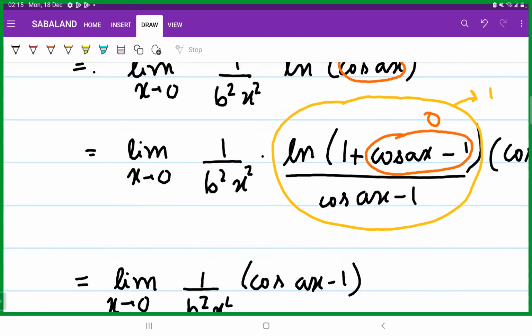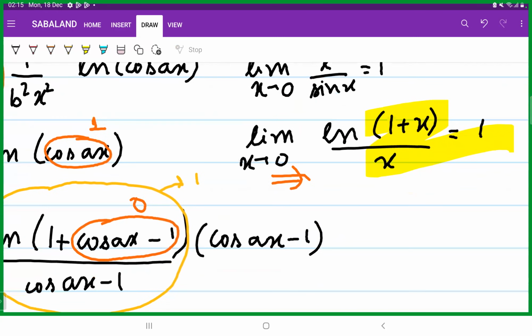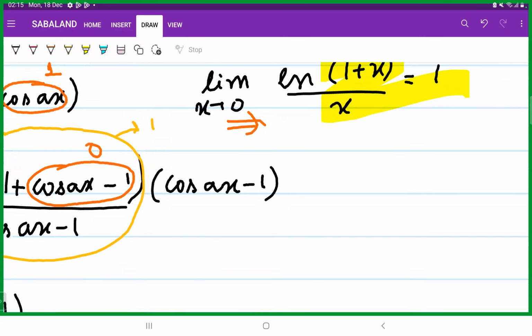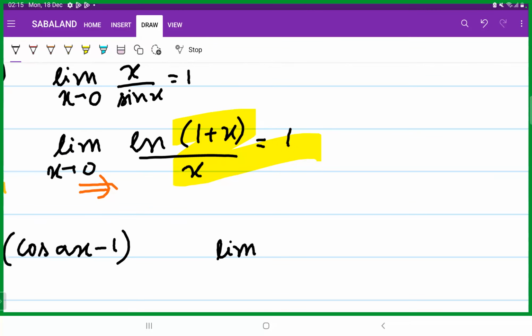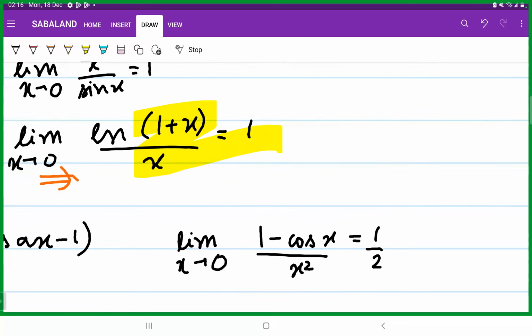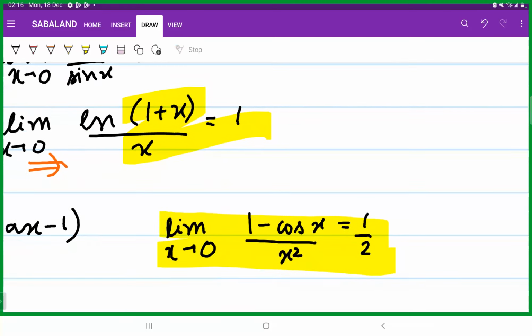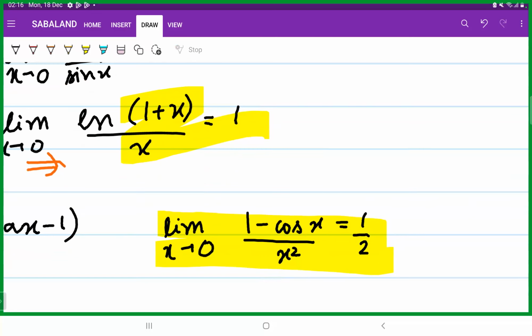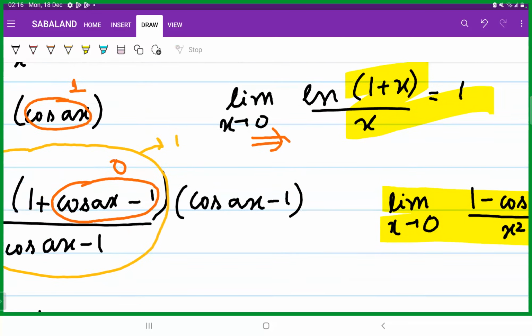Now I'm not sure if you're familiar with this, but you can familiarize yourselves with it, because this is something very important. This thing is equal to half. I'm sorry, not this, but rather this. Why this value is half, you can find out yourselves using the L'Hopital rule. If you differentiate both sides, you will get half. So we are going to use this property now.